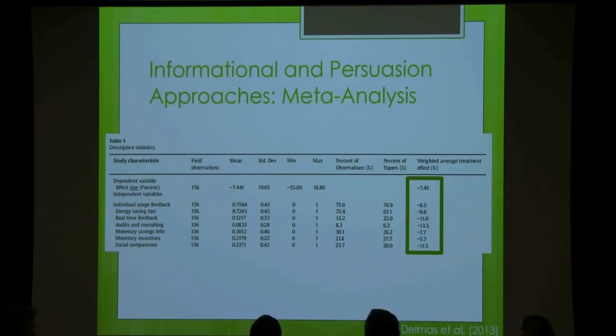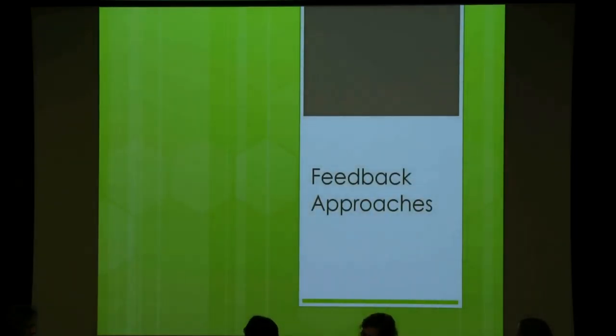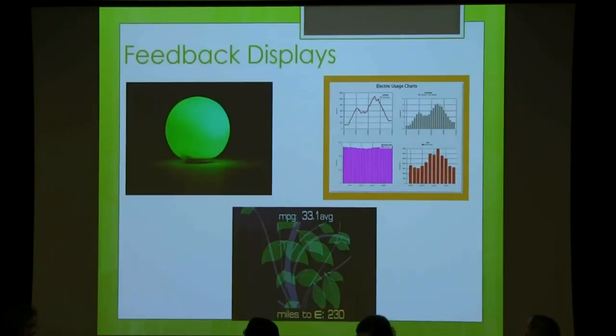Social comparisons on the bottom, which is kind of a hot area with social norms. If you tell other people that other households are saving more energy, that leads to, on average, 11.5% reductions in energy use. So we see some variability. The least effective, actually, in this context, they found was monetary incentives, which is a reduction of only 5.7%. So my main point is that there's variability in how we approach changing behavior to reduce energy use.